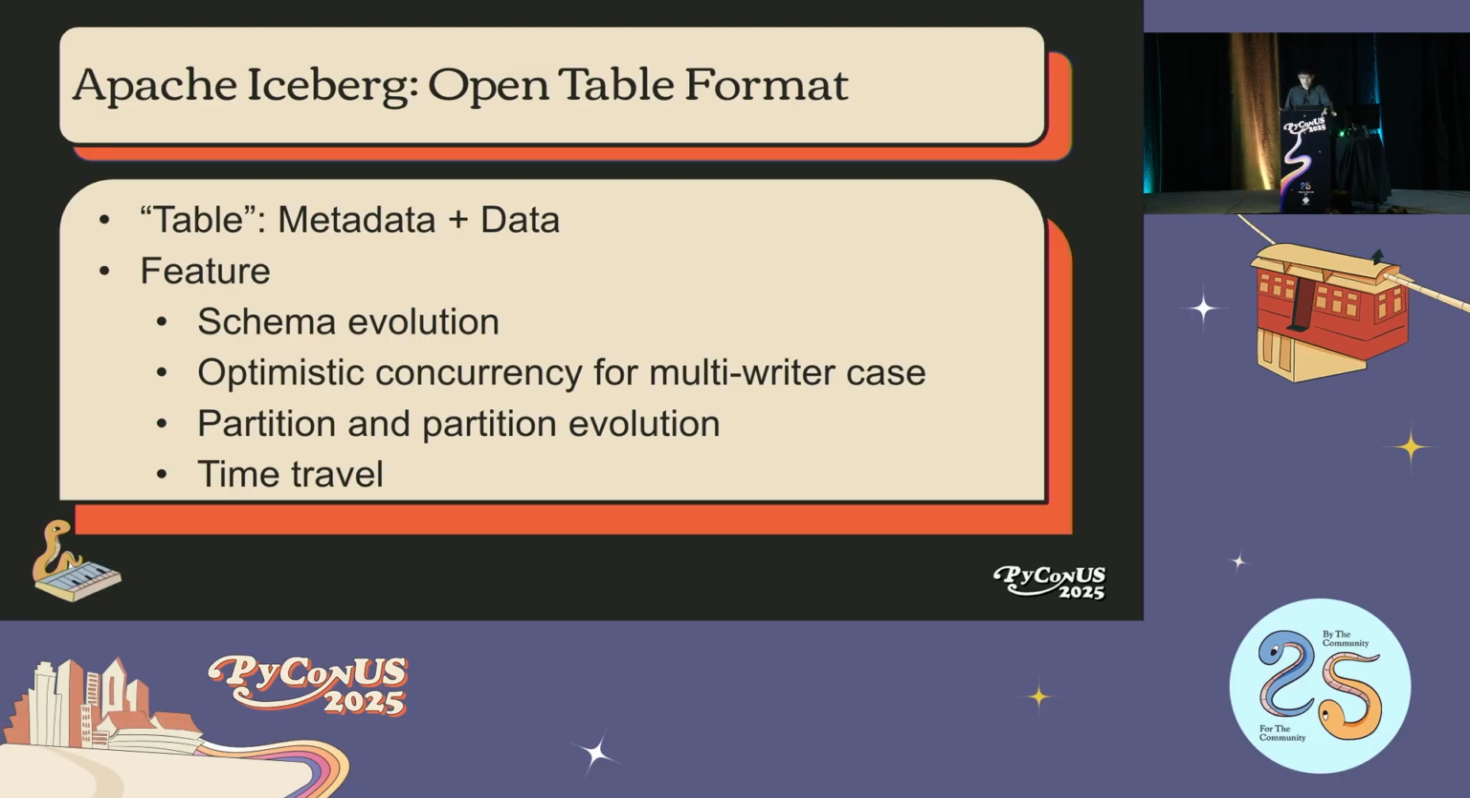And with this metadata layer, it will enable features like schema evolution. So now you can update your column name. You can remove, add new columns. You can promote your column types without worrying about the correctness. And it also offers you optimistic concurrency for the multi-writer case. And now you can feel safe to put your data pipeline in a multi-writer setup. And it also offers built-in partition and partition evolution. And it also offers very convenient functionalities like time travel queries to allow you to query your table at a previous point.